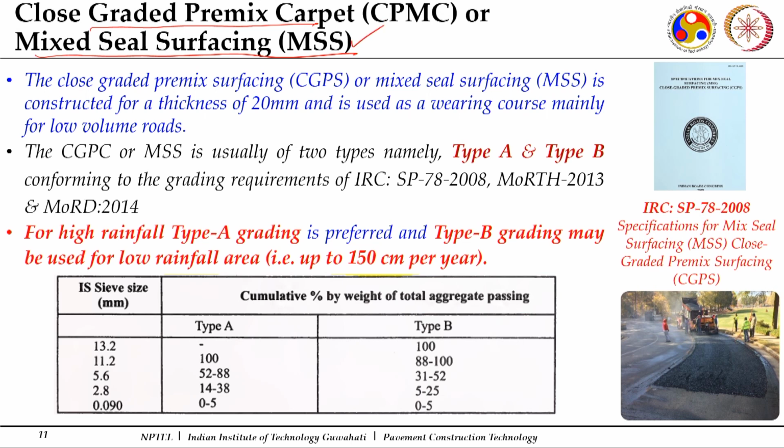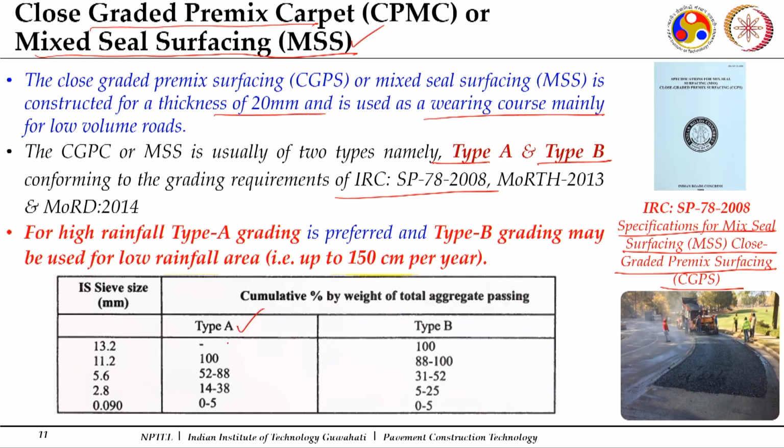Now in this particular one, again this is a sort of recipe mix for a typical thickness of 20 mm. We do this particular construction and it is used as a wearing course, very popular in low volume roads and rural roads. And here again two aggregate gradations are recommended, type A and type B. There is also a codal specification, IRC SP 78 2008, which is the specification for mixed seal surfacing or closed graded premix surfacing.